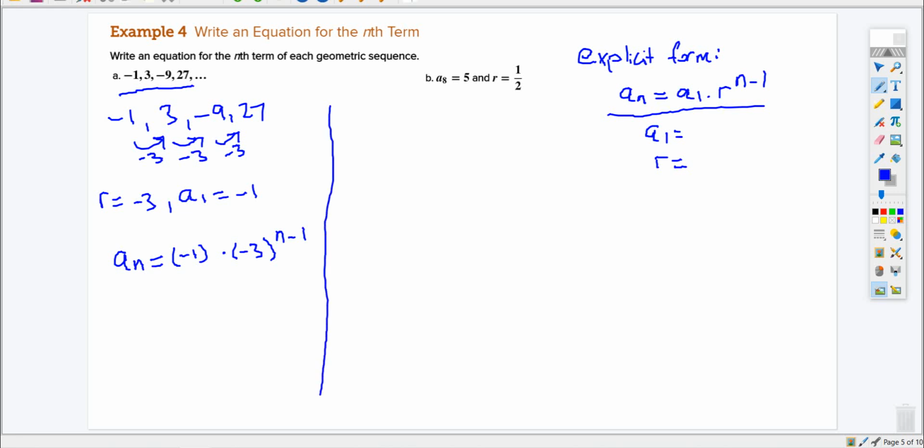Let's look at the other question. This time, if you look at the question here, we are given the 8th term, not part of the sequence at all. And we know the common ratio, right?